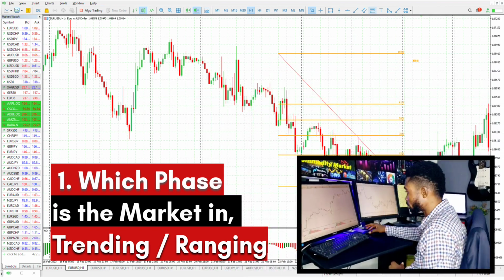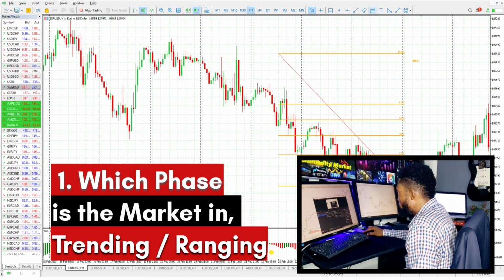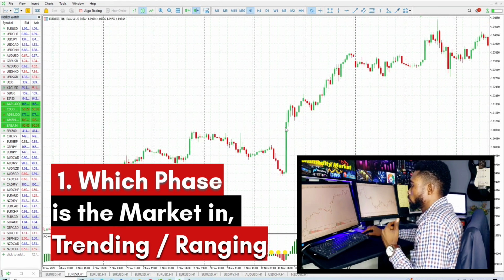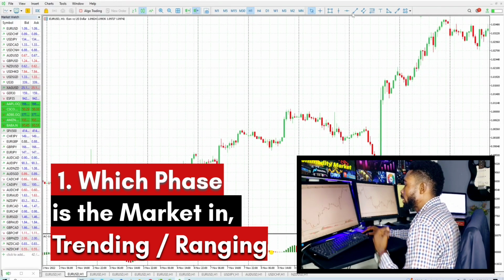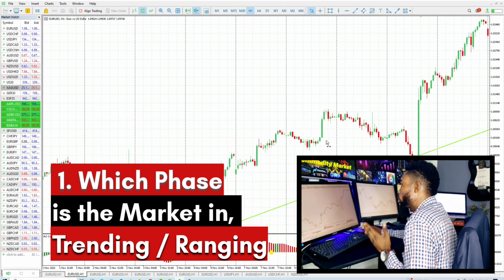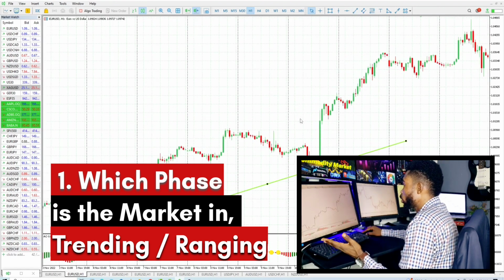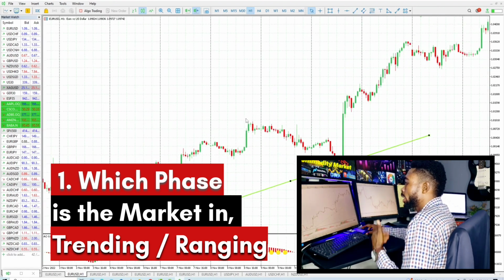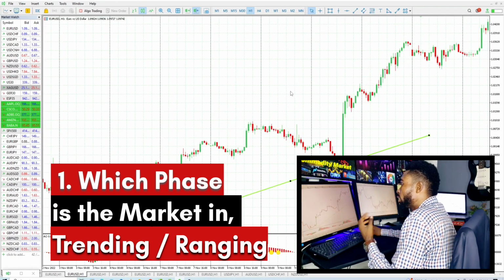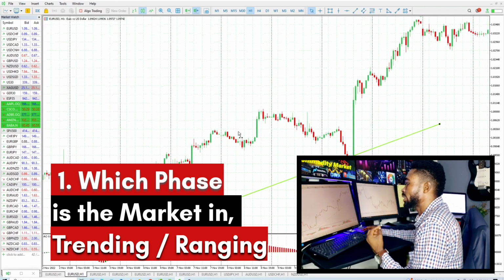So let's see an example here. On this chart, you can see that at this moment, the market was trending, which means the market was trending upward beautifully. So when you open your chart, how would you know the market is trending? When the market is making higher highs and higher lows. That's what determines the market is trending.